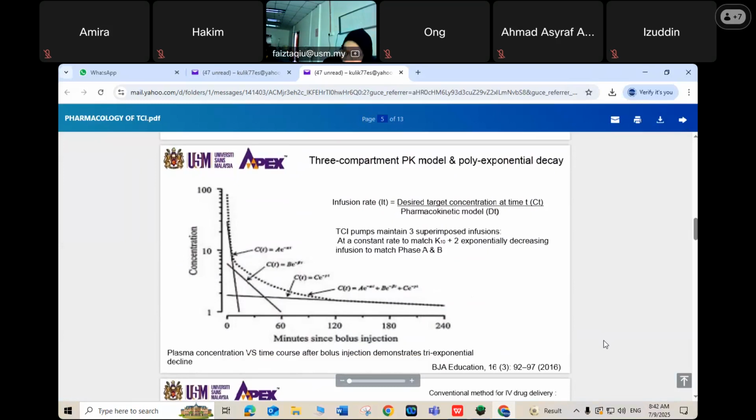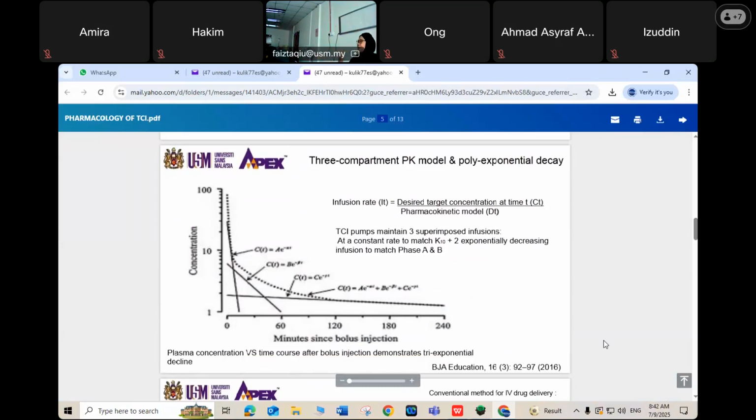Very clear. Okay. Yeah. So this is how you explain in the exam. Okay, that is the bolus, right? What about the maintenance? That's what I said. So in maintenance, it will use 3 superimposed infusions. What do you mean by that? Okay. One, it will give at a constant rate to match the K10.